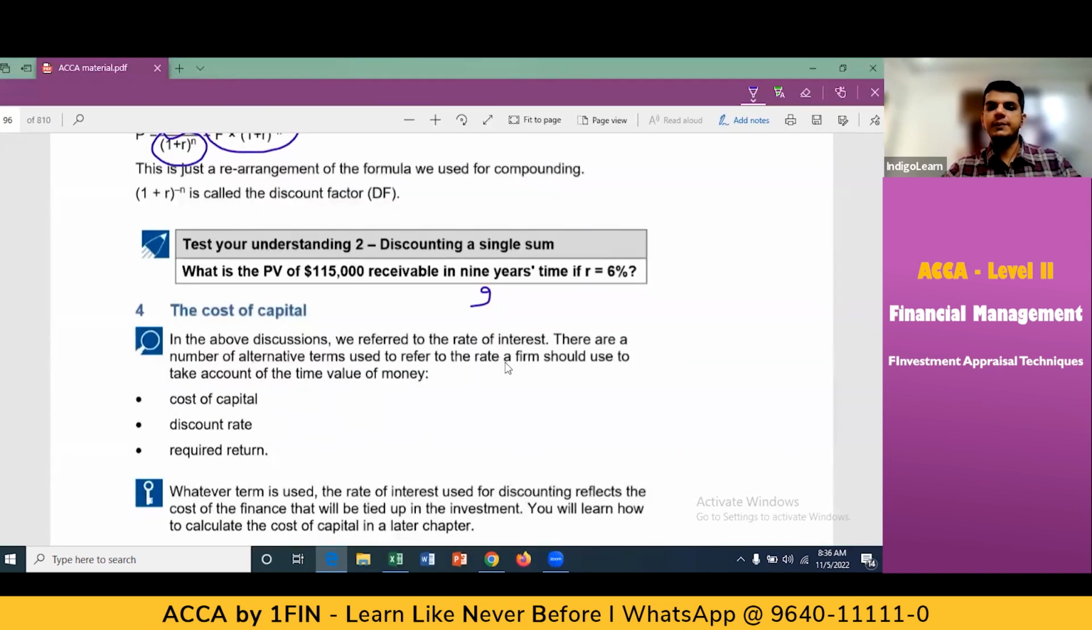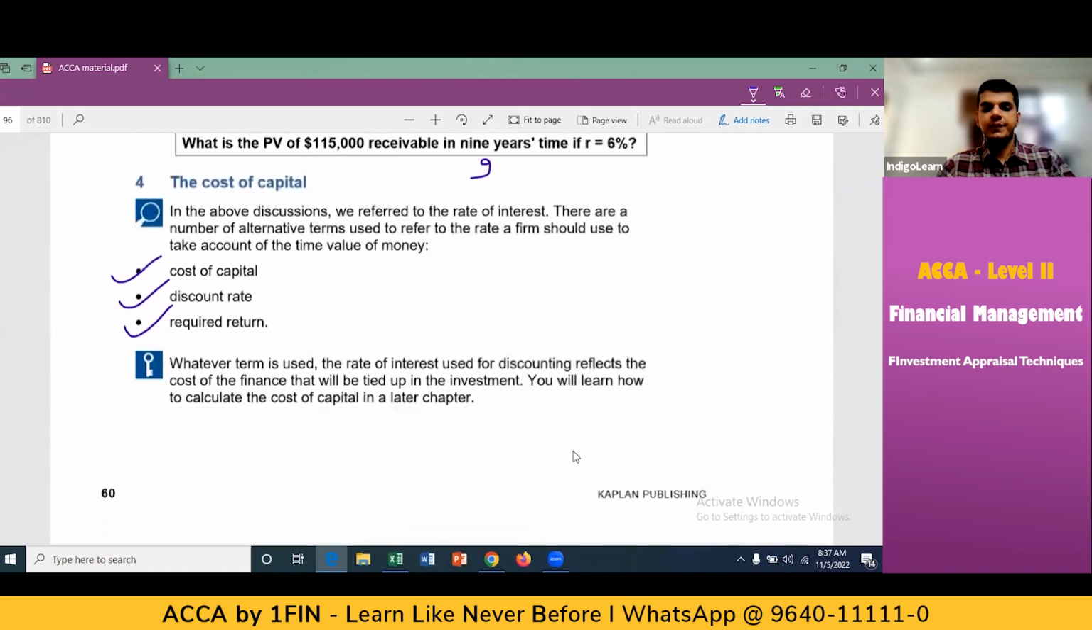The cost of capital. So cost of capital will be addressed via different names, that is cost of capital, discounting rate, required rate of return. So a number of alternative terms might be used for cost of capital, but it is the amount you are losing, or the minimum amount that you want to earn over a particular sum of money that you are investing in a particular project.